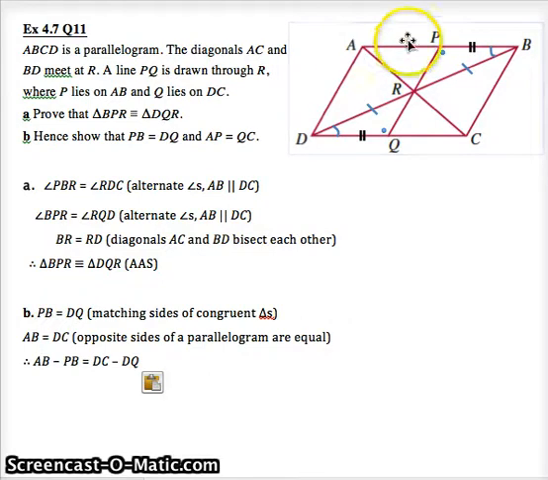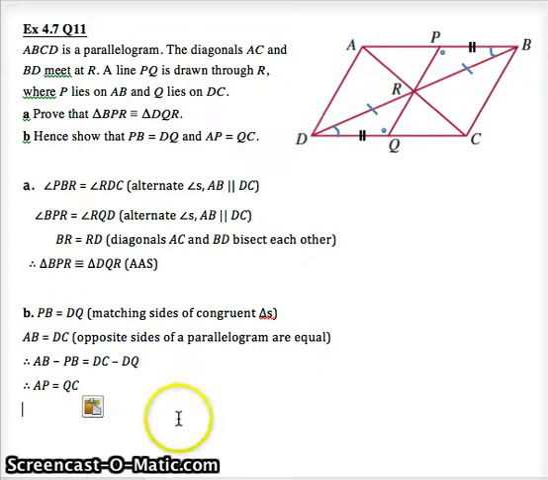Because it is a parallelogram, we can use properties of a parallelogram in our proof. And then we can say AB minus PB is equal to DC minus DQ because we're talking about all equal side lengths. We know that AB equals DC and that PB equals DQ. Therefore, AB minus PB would equal DC minus DQ. And then on the next line, AB minus PB happens to be AP, so we can write that down. And DC minus DQ is actually the length QC. So therefore AP equals QC as we've been required to show. And that's the end of the proof.